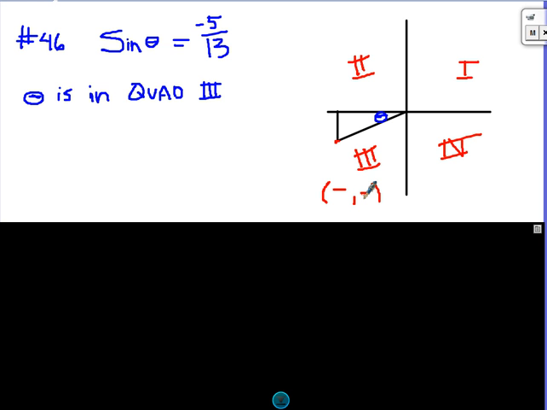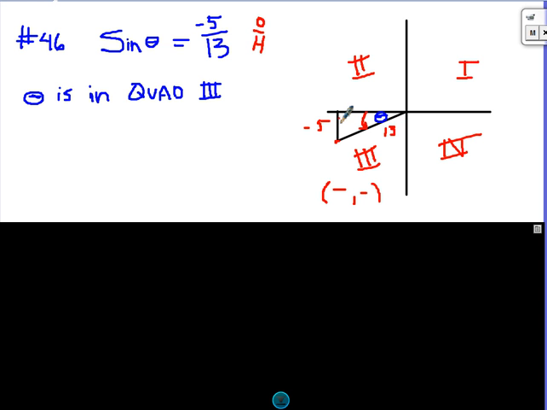Alright, so what we need to do is figure out what our other trigonometric functions are going to be, our cosine of theta, tangent theta, etc. So the key is just setting up this triangle correctly. This is your reference angle theta. The reference angle always is drawn from your x-axis. Okay, we know that sine is opposite over hypotenuse from your SOHCAHTOA. So in this case, opposite is negative 5, and our hypotenuse is 13.